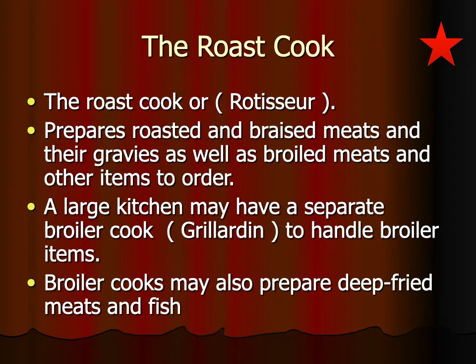Next we come to the roast cook, or the rôtisseur. He prepares, obviously, all the roasted and braised meats and the gravies and things like that, grilled meats, items to order. You might have a grillardin, who is part of the rôtisseur corner or the roast corner, who does all the grills. He might just be called a broiler cook. He might prepare deep fried things. It really just depends on the size of the kitchen.